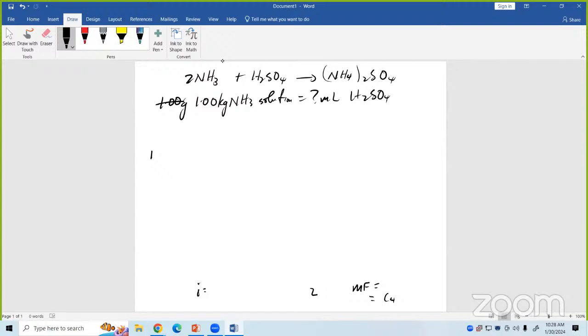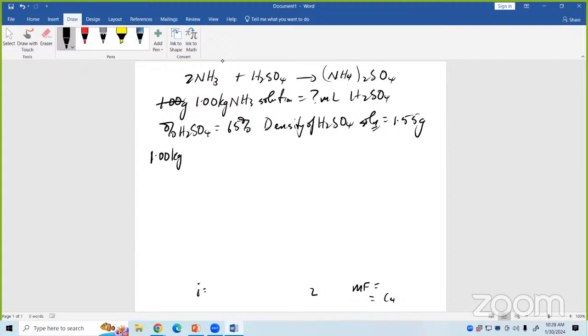A couple other things you're given. You're given that the percentage of the H2SO4 is 65%. And you're also given that the density of the H2SO4 solution is equal to 1.55 grams per mL. All right. So that's basically what you're given. So what I would do is start off with the 1.00 kilograms of ammonia.